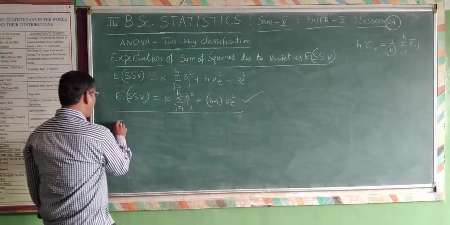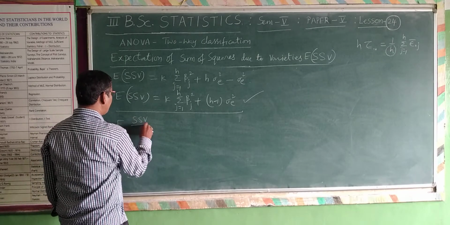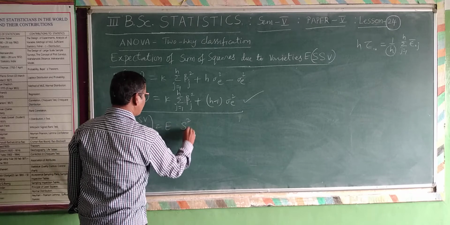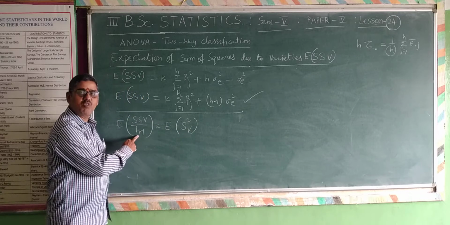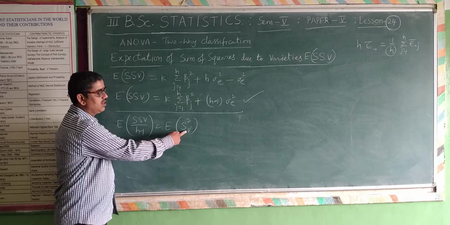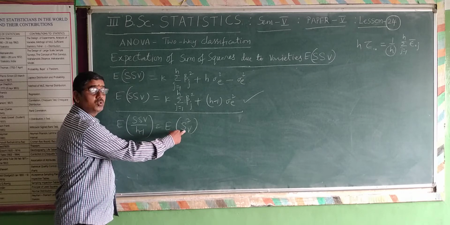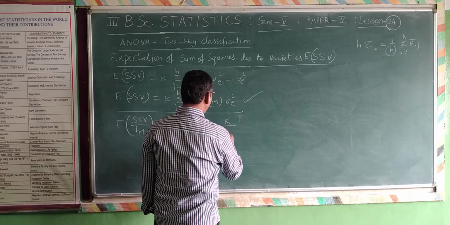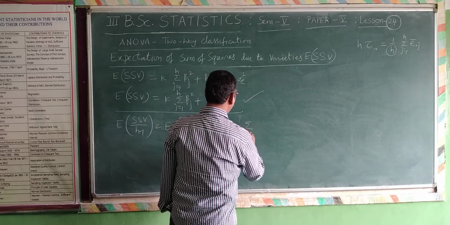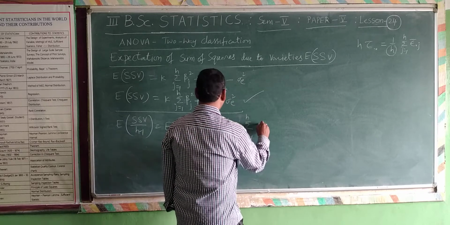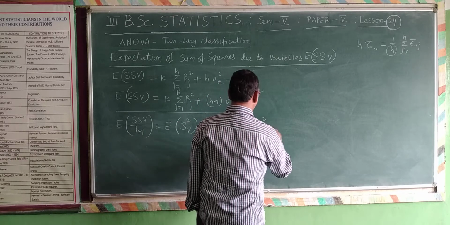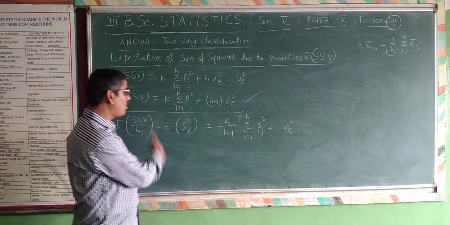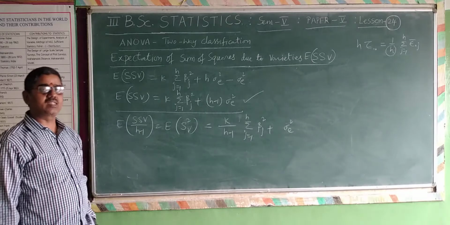So I am taking inside SSV divided by h minus 1, which is equivalent to the expectation of s square v. Am I right? SSV divided by h minus 1 is nothing but s square v, the mean sum of squares due to the varieties. It is equivalent to, now you divide here k by h minus 1, summation j is equal to 1 to h beta j square, plus h minus 1 will get cancelled, sigma square e. This is the formula of the expectation of s square v, the mean sum of squares.